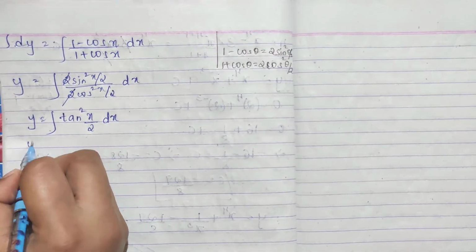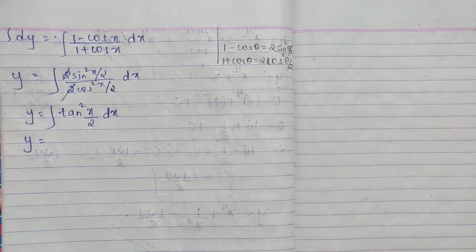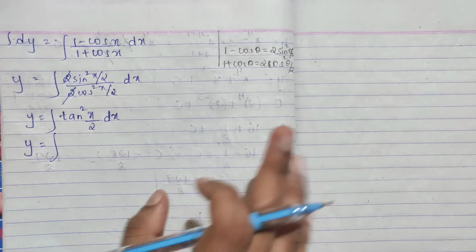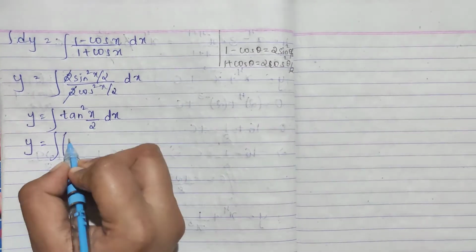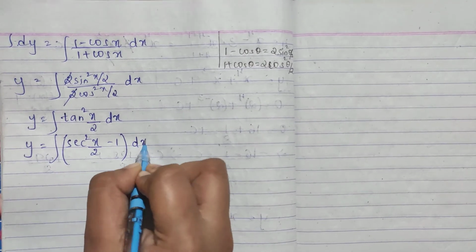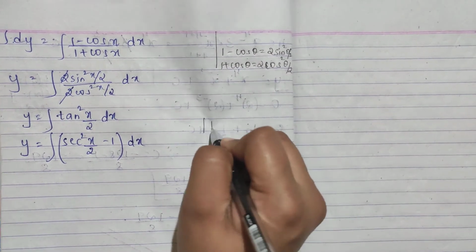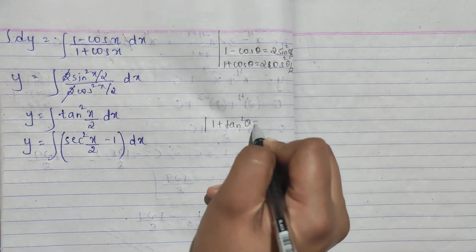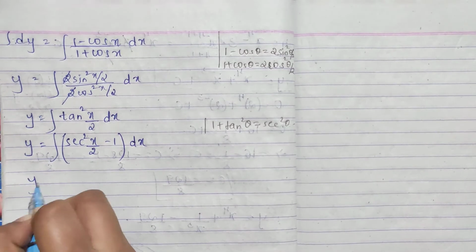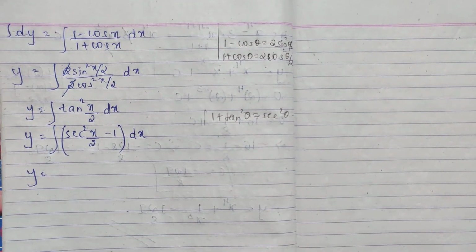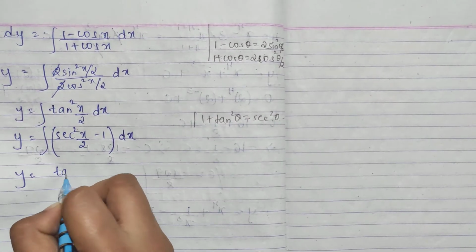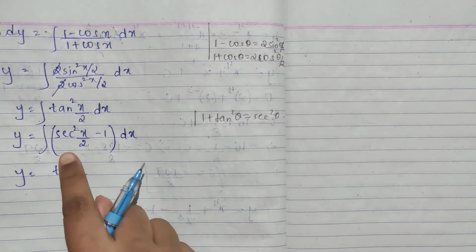Now to integrate tan square x by 2, we don't have it directly, so whenever you have tan square, convert it using the identity into secant square x by 2 minus 1 dx, because you know 1 plus tan square theta is secant square theta. Now you can integrate it. Secant square x by 2 is what? Tan x by 2, right? Integration of secant square is tan.